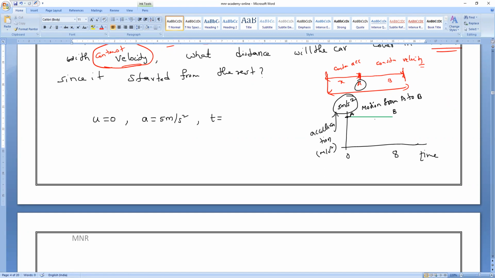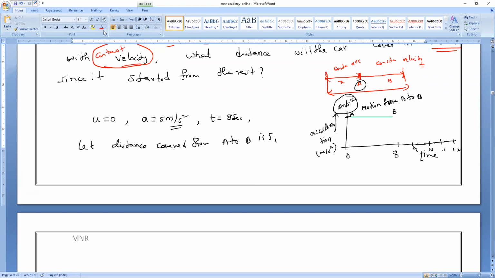So let us see how much distance it covers from A to B with that acceleration. We'll find it. So time is equal to how much, guys? 8 seconds. Now let the distance covered from A to B be S1. We want to find the total distance. After 8 what will come? 9, 10, 11, 12.